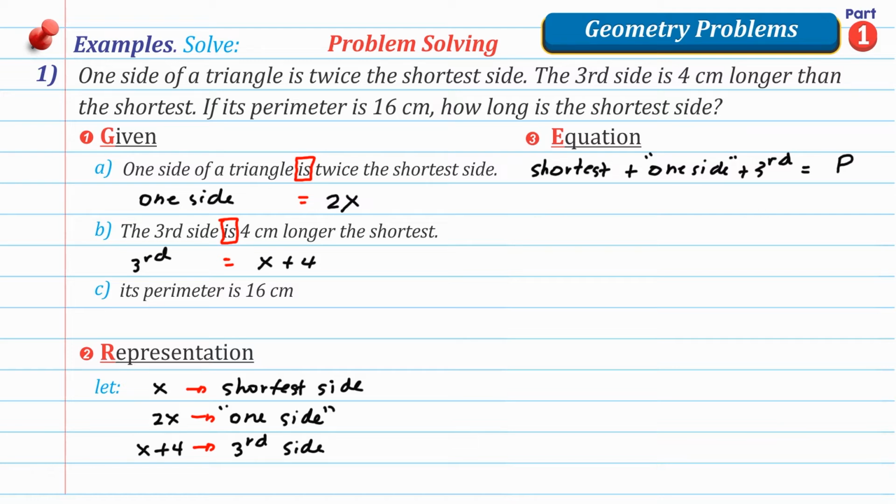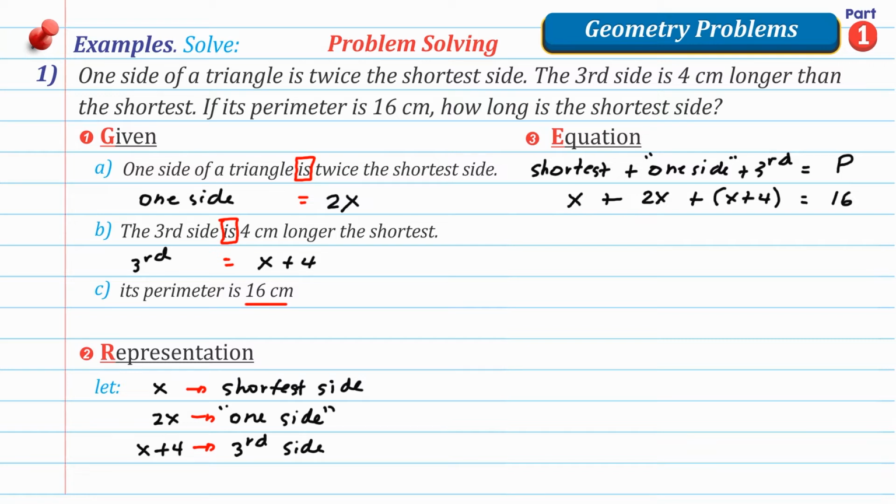Now, substituting, what was the shortest? Good thing we have represented it already. The shortest is represented by the variable x. Plus, one side. That one side is represented by 2x. Plus, the third. What is the third side? It's x plus 4. So the quantity x plus 4 represents the third side. And of course, finally, the perimeter. But we know that the perimeter is 16 centimeters. So substitute that with 16.